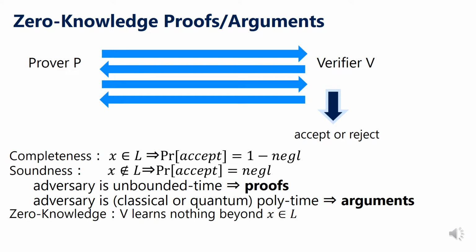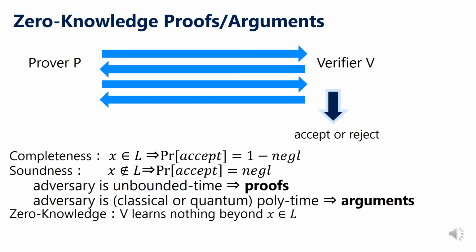Zero-knowledge proofs and arguments are fundamental primitives in cryptography. In this primitive, a prover tries to convince a verifier of the truth of some statement without revealing anything beyond the truth of the statement. Formally, we require the following three properties.